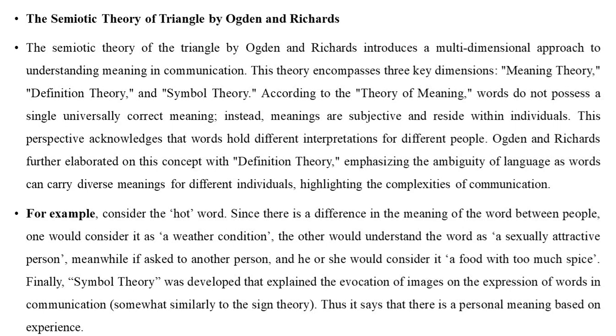Ogden and Richards further elaborated on this concept with definition theory. This is the second one. It encompasses the ambiguity of language, and words can carry diverse meanings for different individuals, highlighting the complexity of communication. Again, the definition of one word, you define it in a different way, I define it in a different way, Oxford can define it in a different way, Webster can define it in different ways. So what I'm trying to say is that it does not have one universal definition.